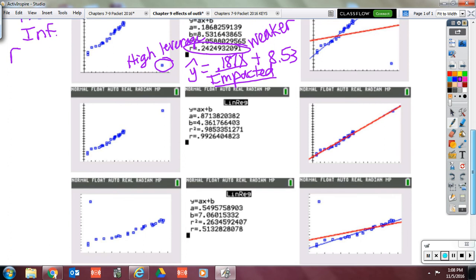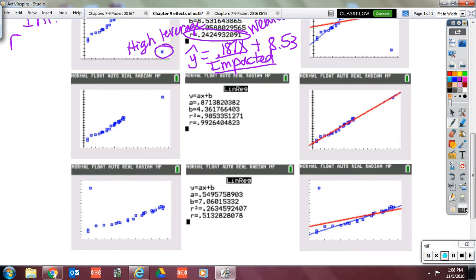All right, and finally, well, no, we've got two more, but here's this one. This point out here, what quality does that have?